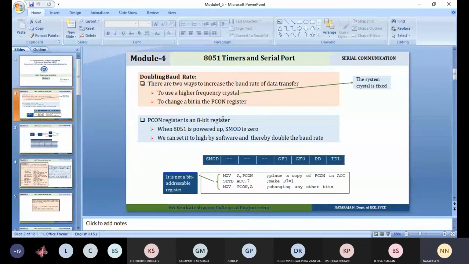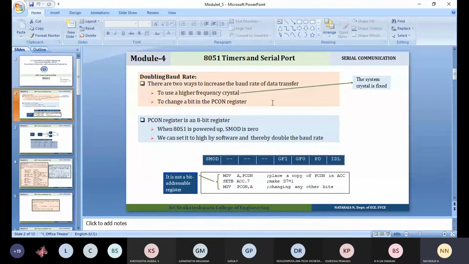Here we have two different ways to increase the baud rate. The first one is hardware, and the second one is software. The first one, hardware, means using a higher frequency crystal, so the system crystal has to be changed. We cannot change our crystal frequency of the system so easily. For example, the system crystal frequency is 11.0592 MHz, which we use for the IBM PC.